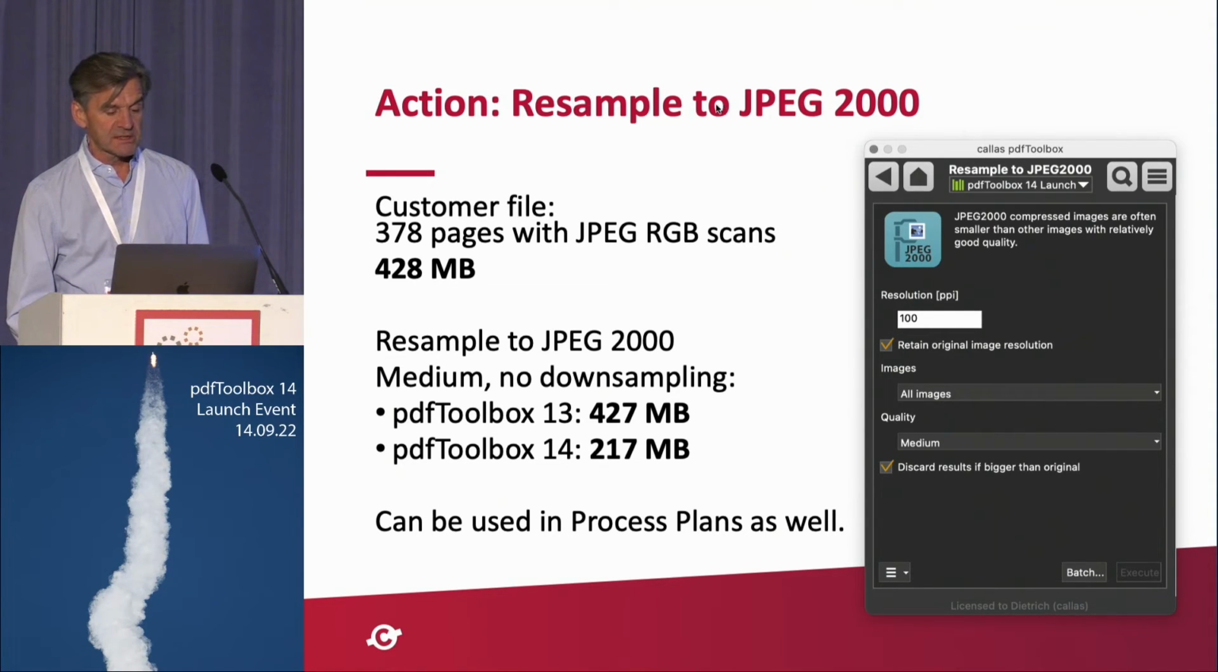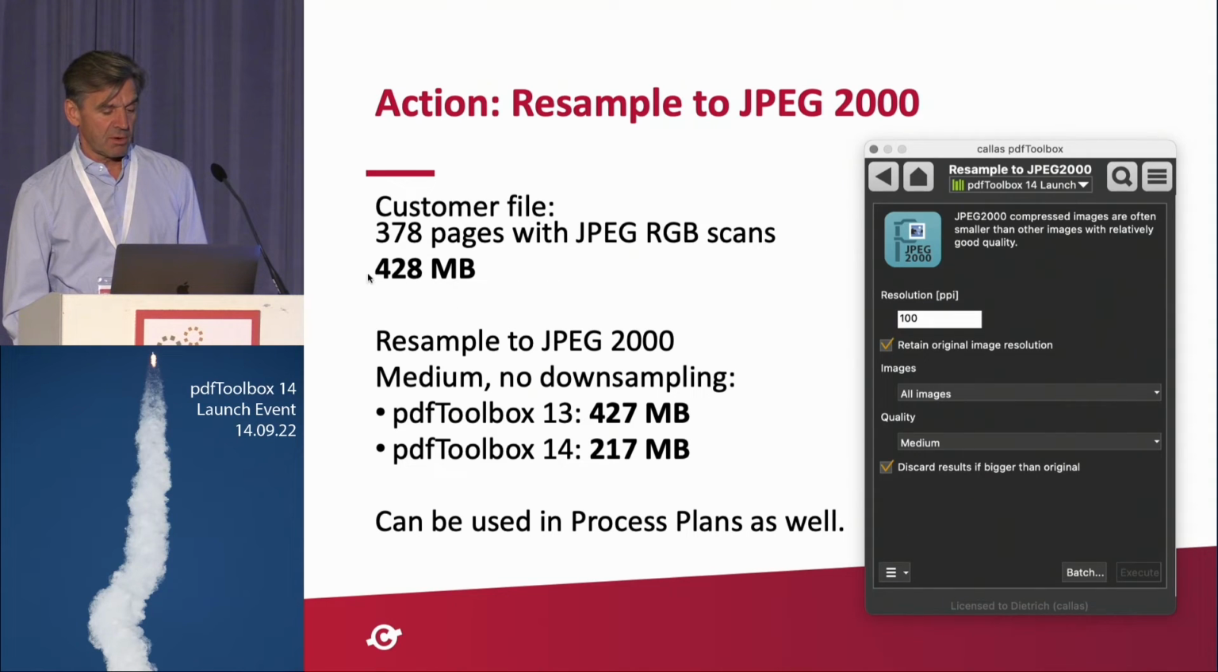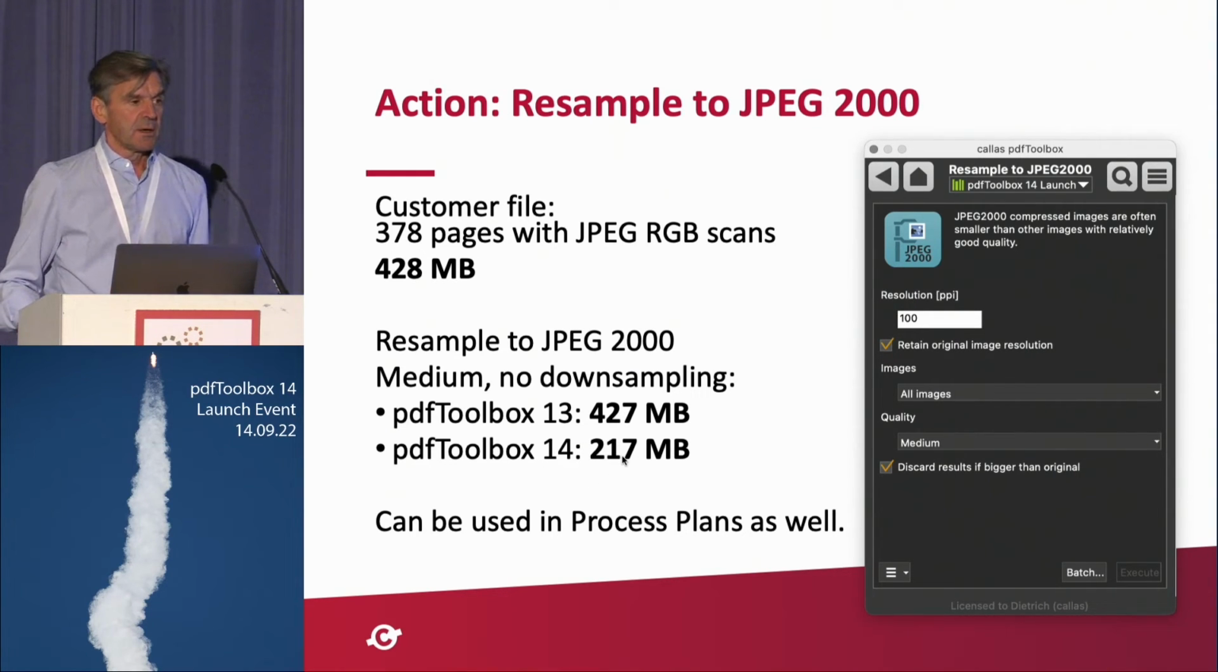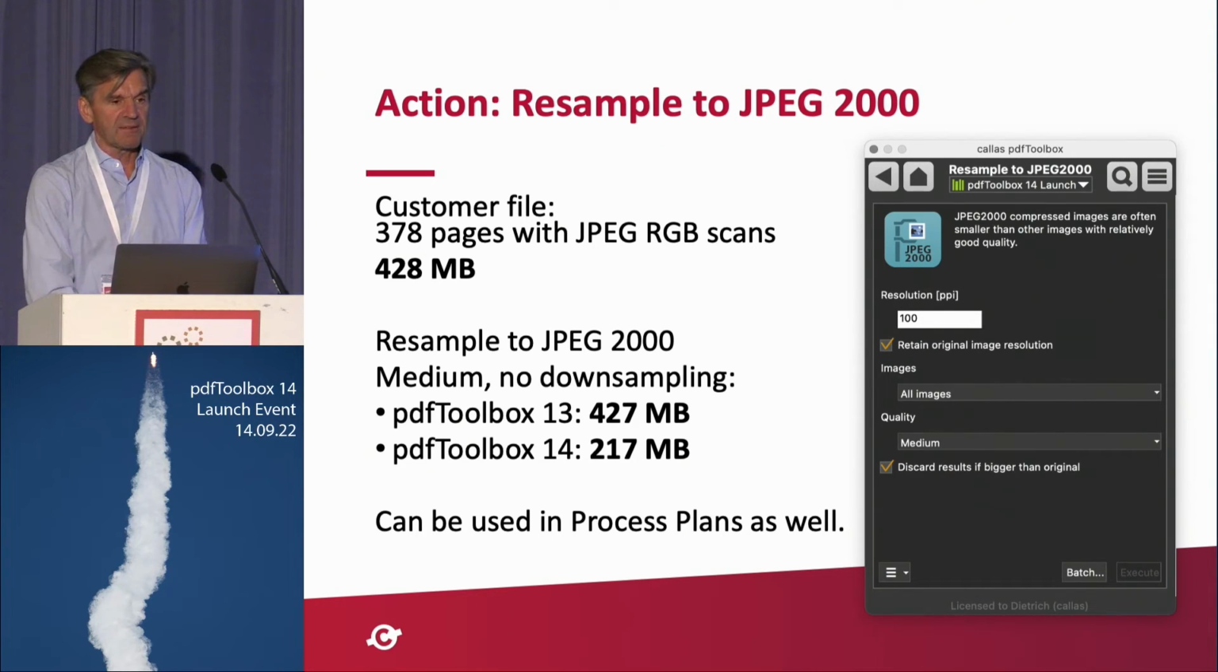But if you would use the action resample to JPEG 2000, you would do that for one customer file that I've gotten with pdfToolbox 13. It would give you just 1 megabyte, so it would downsample, and the original had 428 megabytes, the result has 427. With pdfToolbox 14, it turned out to be almost just 50% of the original file. Yeah, so much smaller. You wouldn't do so for print files, but you would do so for online publishing files, so files that should be as small as possible.